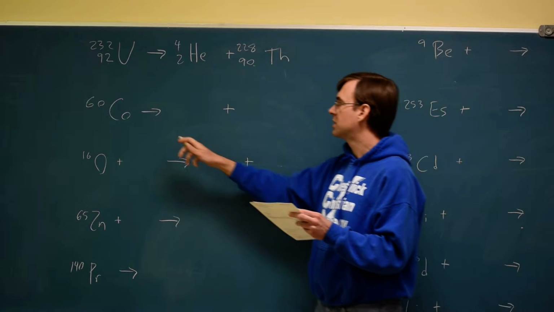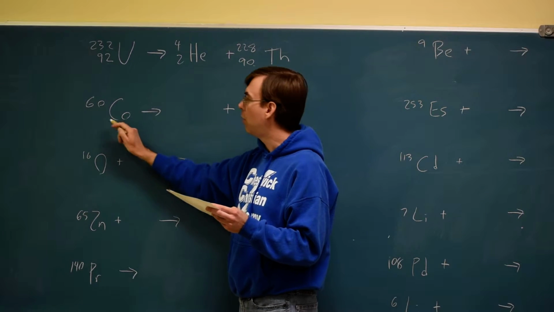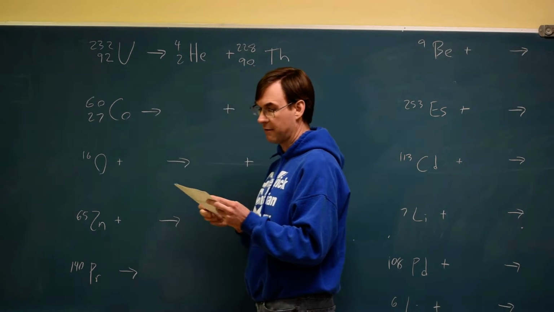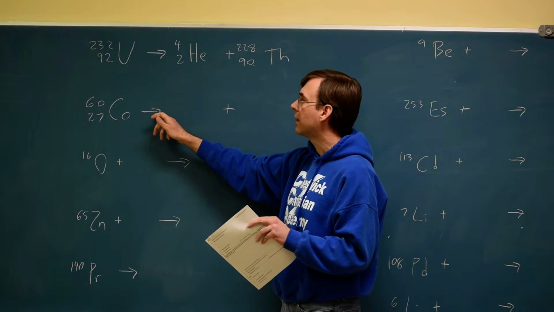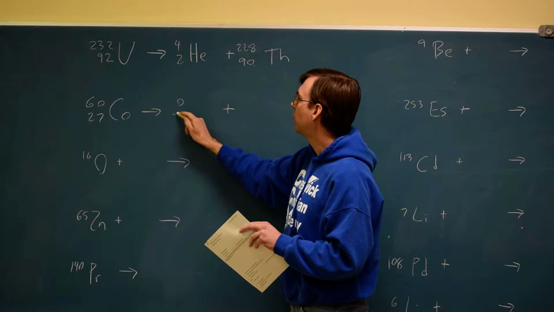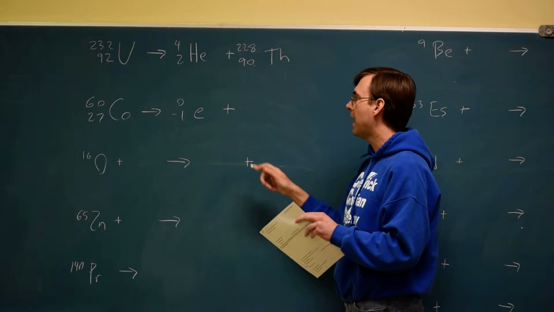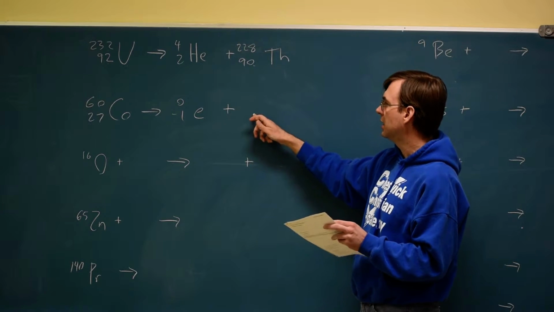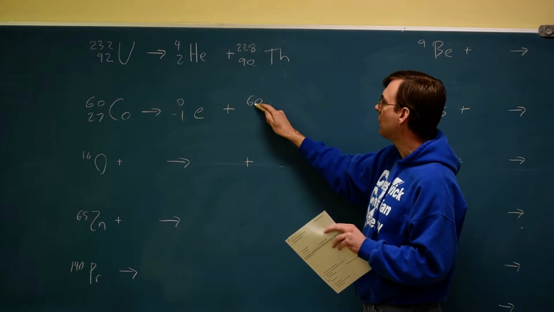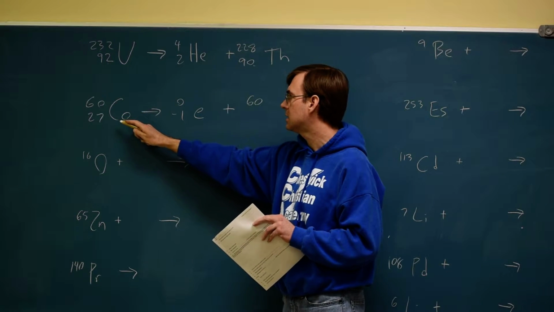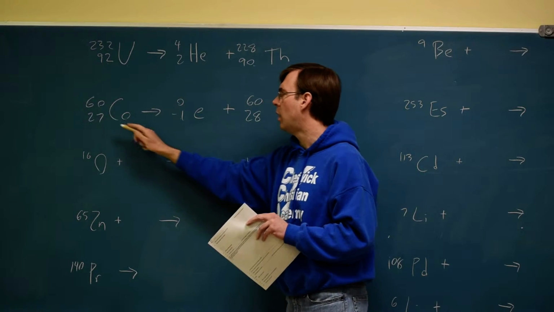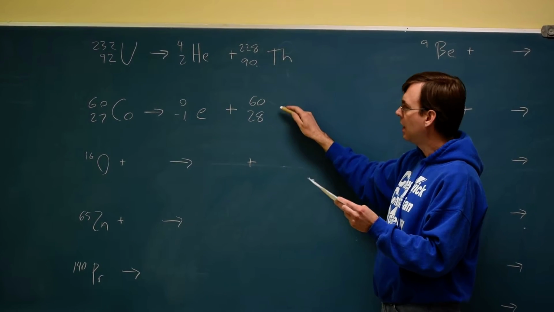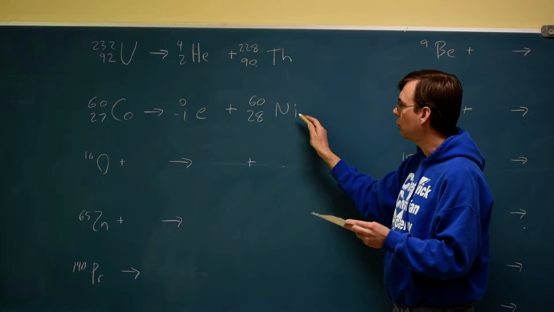2 says cobalt 60, so we need to look up cobalt and see that's number 27. We have beta emission. Emission means go on the right of the arrow with a beta. Whether you put that first or second doesn't really matter. And then we'll just need this to make the math work. 0 plus 60 helps us get 60. Negative 1 with 28. 28 and negative 1 would get you to the 27. And then we'd use our periodic table. Number 28 is nickel.